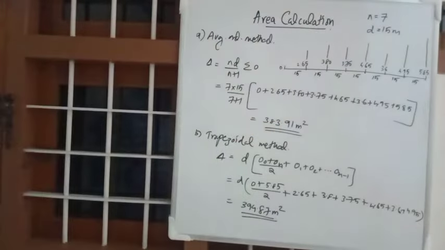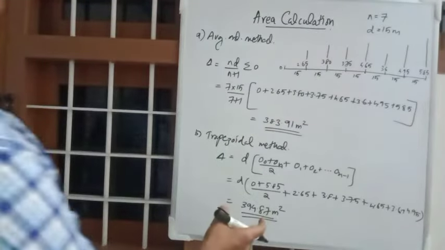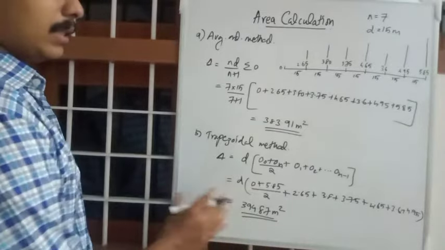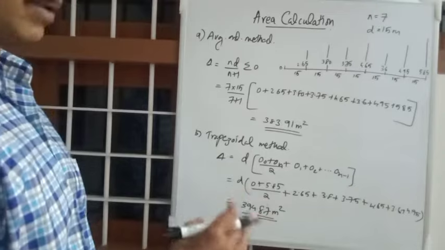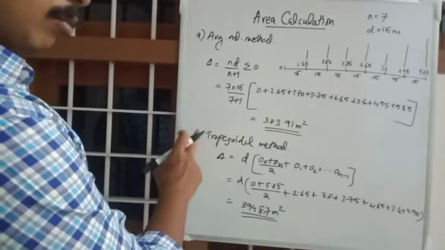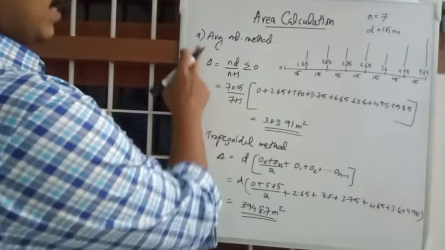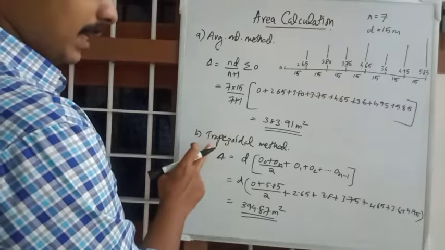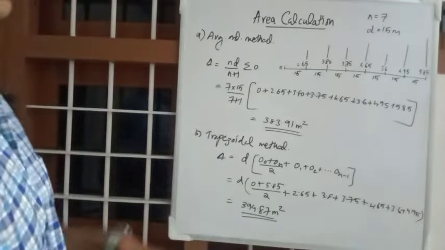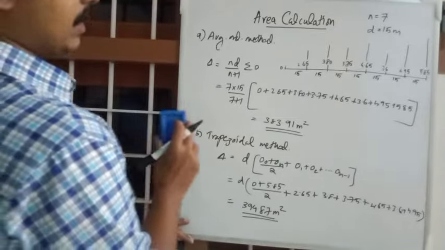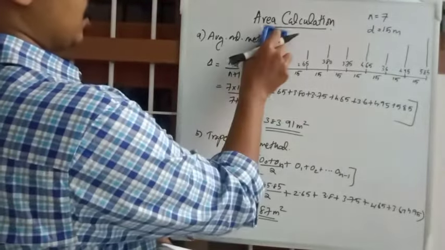The answer is 394.87 meter square. The value will vary, but it's all in the same range. The difference is about 10 meter squares. We take trapezoidal as more accurate than the average ordinate method, and we take the last method, Simpson's method, as more accurate than all three methods.